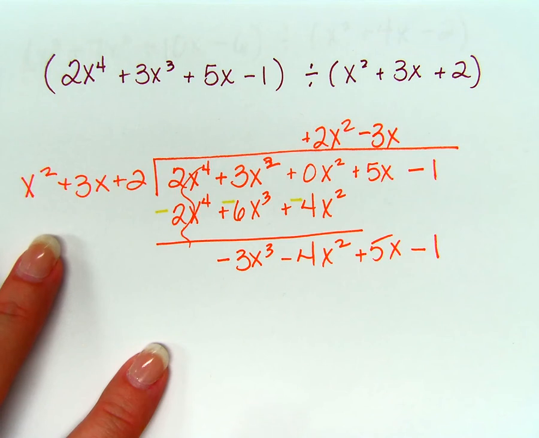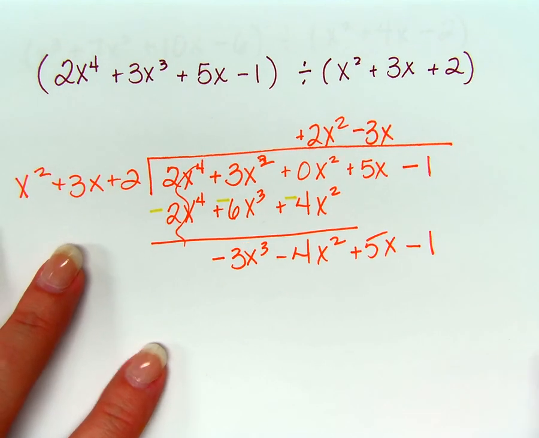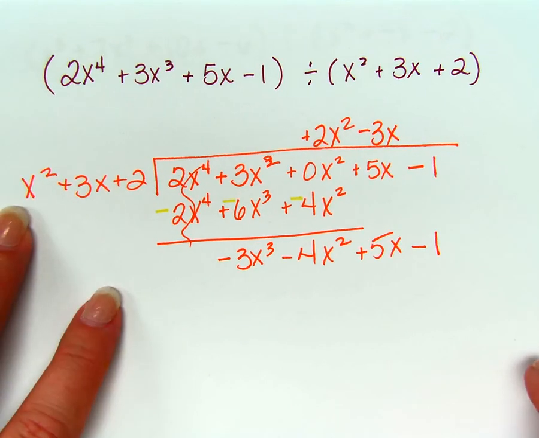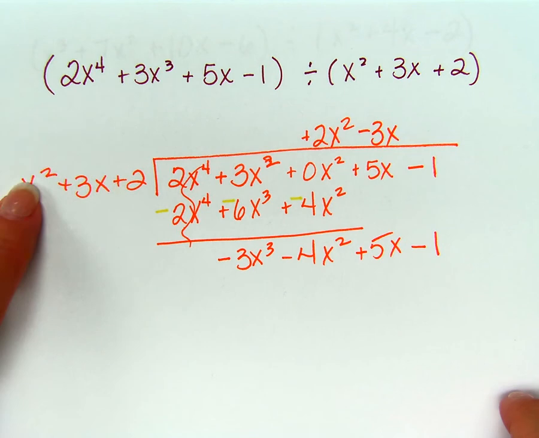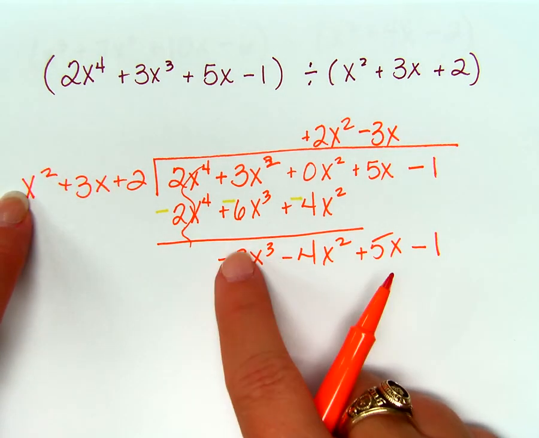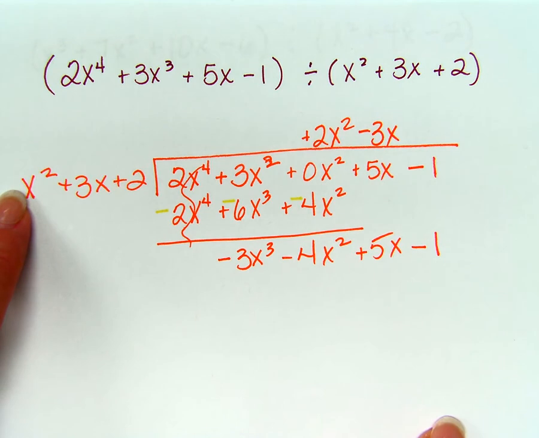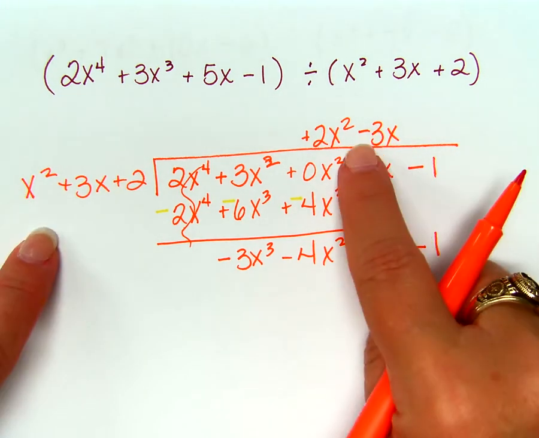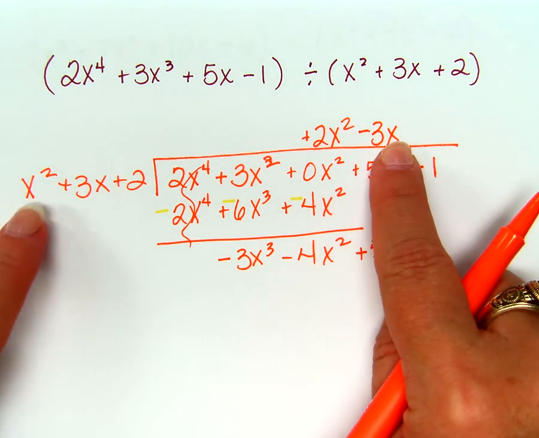Yes, ma'am? Yeah, if this was 3x to begin with, and I had negative 3x cubed and 3x, I would divide the 3's. Yeah, absolutely. Okay, so now that I have negative 3x up here, what do I do with it?